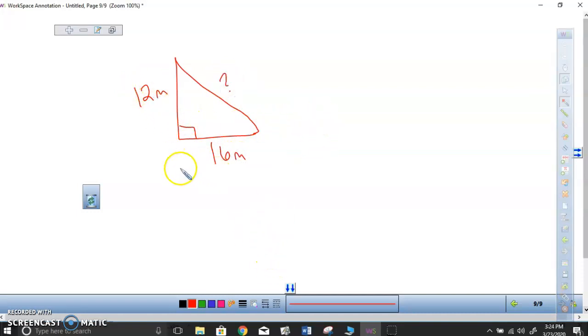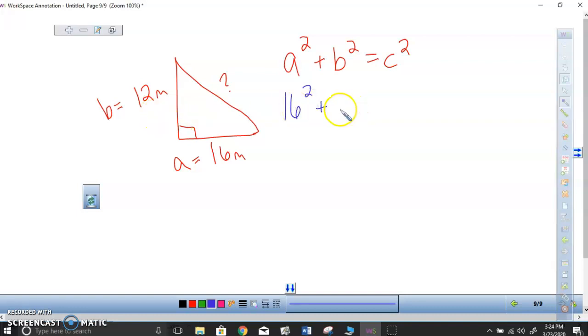So remember, A and B, that doesn't matter. This time I'll do A here and B there just to prove it. So A squared plus b squared equals c squared. My a value this time is 16. I have to square that. My b value is 12. I have to square that. I don't know my c value. So I will square these and add them.